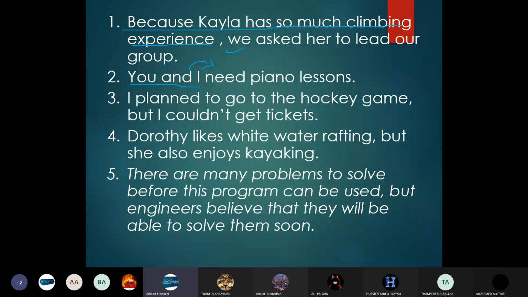Dorothy likes white water rafting, but she also enjoys kayaking. Two independent clauses joined by the coordinating conjunction, compound sentence. There are many problems to solve before this program can be used. Simple. But engineers believe that they will be able to solve them soon. So, also compound.